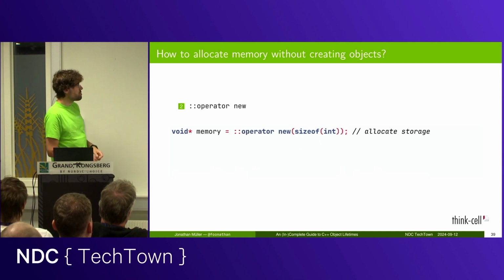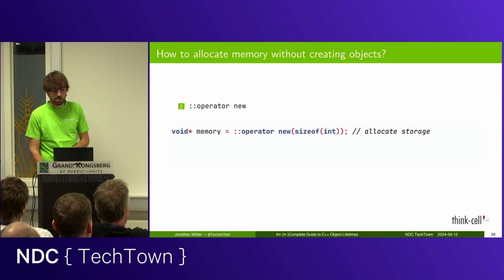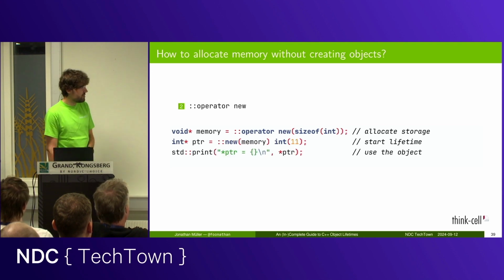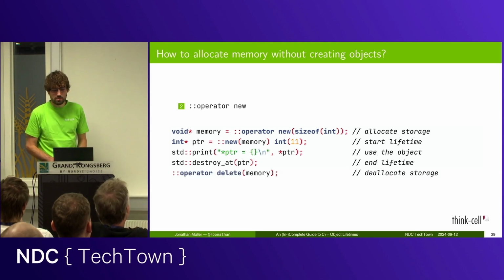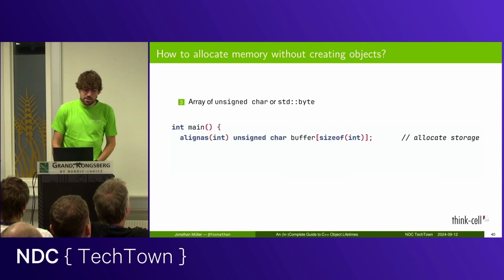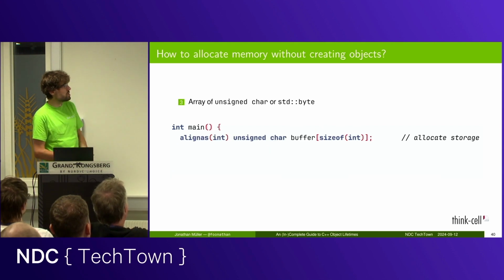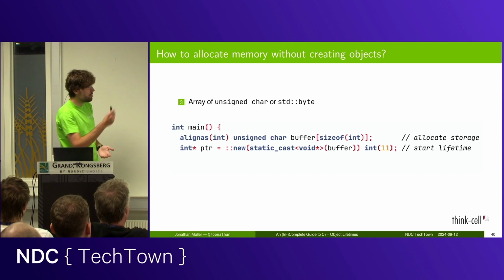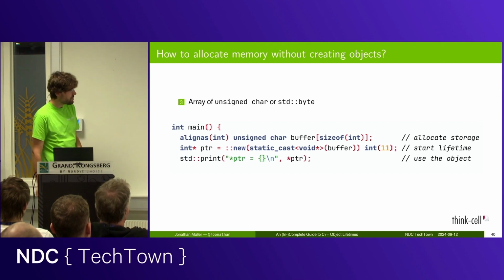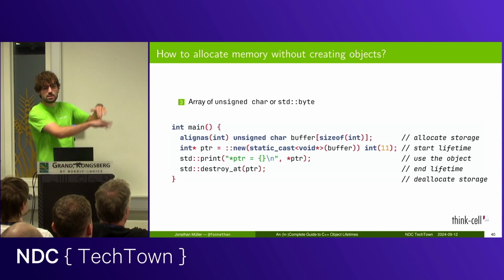A more C++ version would be to use operator new. So again, you have to call it in global scope. It's just like malloc, it just allocates storage. Start the lifetime, use it, destroy it, and then call operator delete to deallocate the storage. You can also use storage on the stack by using an array of unsigned chars or std::byte. So this allocates storage that is suitable, aligned, and big enough for it. We can then call placement new, remember the static casts, or use constructors in order to start the lifetime. We can use it, we can end the lifetime, and then it's deallocated automatically because it's like automatic storage.